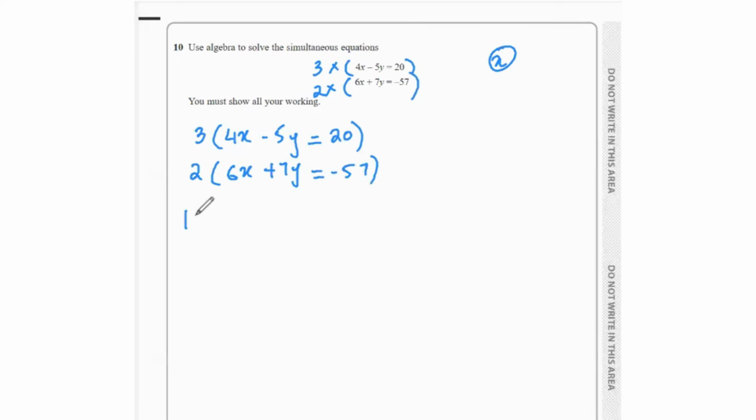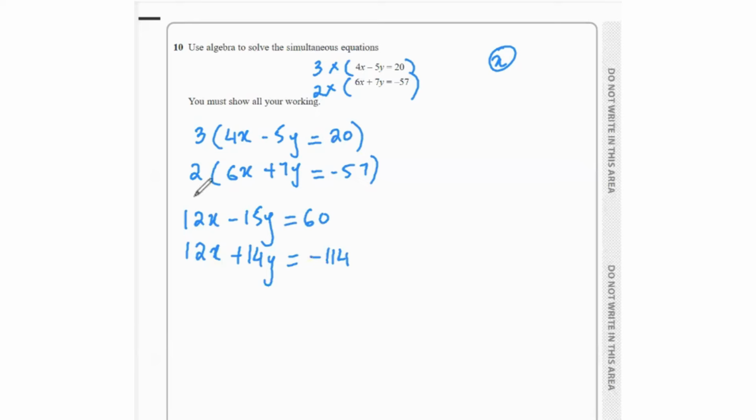So the first equation becomes 12x minus 15y equals 60. And the second equation is 12x plus 14y equals negative 114. Once you've made the coefficients equal, the next step is to look at the signs of the variable that we're trying to eliminate in both the equations.